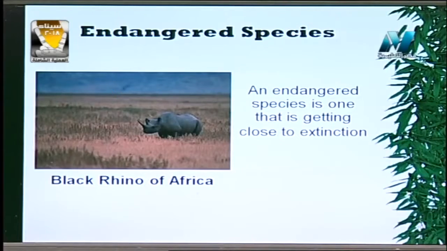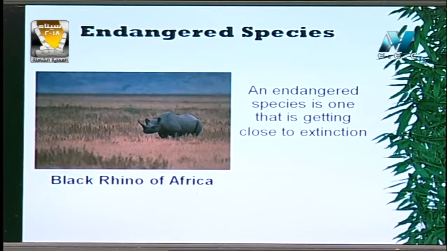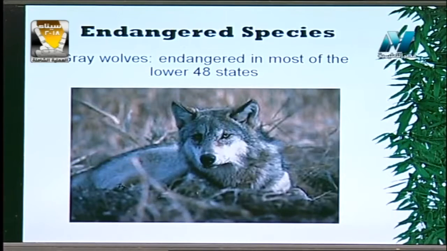Here we have the rhino, and we will talk later on about the last rhino that died. But here is the black rhino of Africa. We have some of them in our zoo, but actually they are endangered species. They are getting close to extinction, so they are threatened. They are almost extinct. Some gray wolves, they are endangered in most of the lower 48 states of America, so they are also endangered.